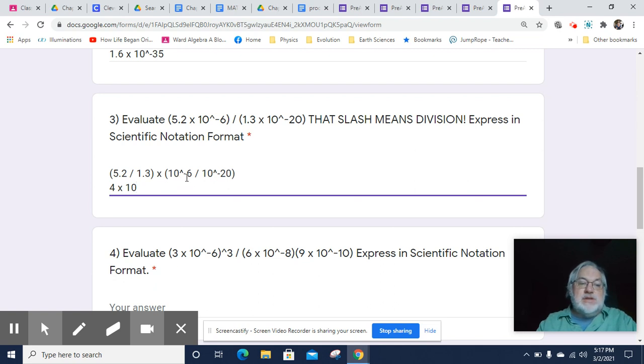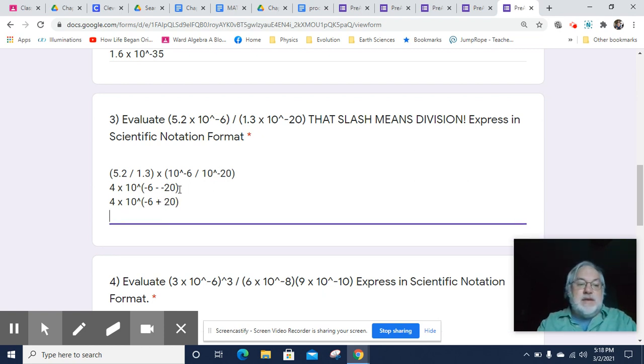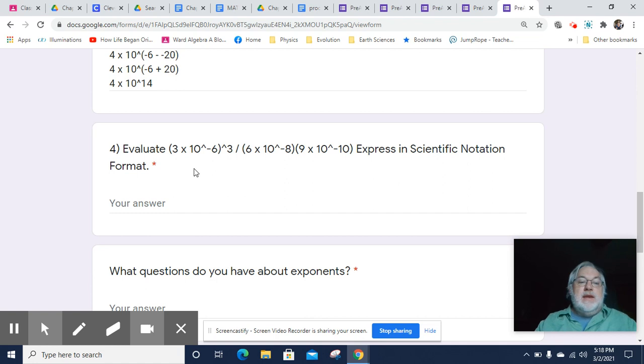Well, this is division, so we're going to use the quotient law. So it's going to be 10 to the negative 6 minus negative 20. So 10 to the, I'll put it in parentheses to group it, negative 6 minus negative 20. And if you recall, your subtraction of negatives, if I'm taking away a negative, that's like adding a positive. So that's going to be 4 times 10 to the negative 6 plus 20 to be the same thing. So 4 times 10 to the 14th power. And I don't have to do anything because I'm already in scientific notation form. We're good to go.